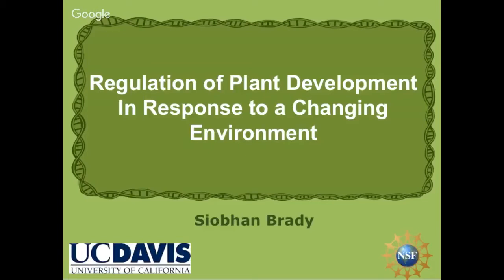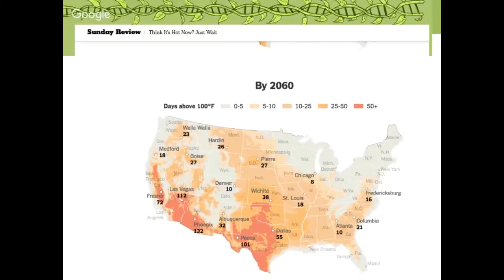Today I'm going to speak to you very briefly about one particular research project in my lab, which is titled Regulation of Plant Development in Response to a Changing Environment. So this infographic was published in the New York Times last year. And it shows the number of days that are predicted to be above 100 degrees Fahrenheit across the United States.